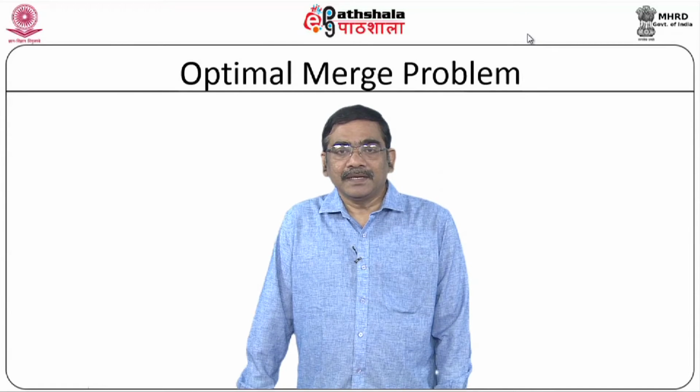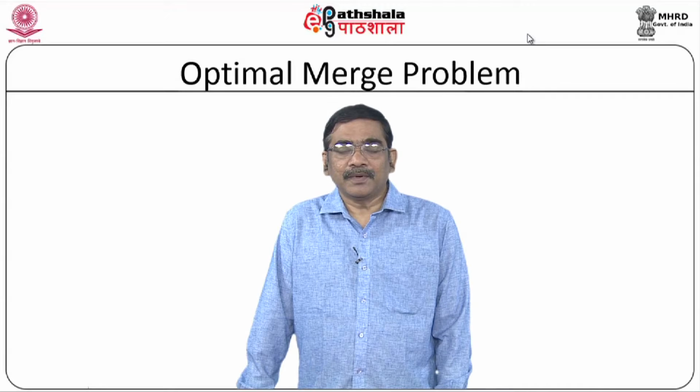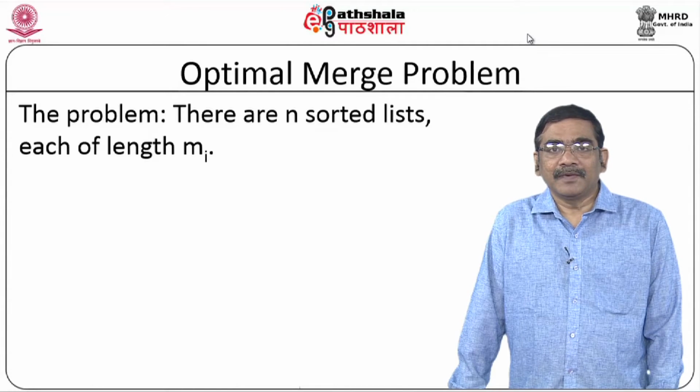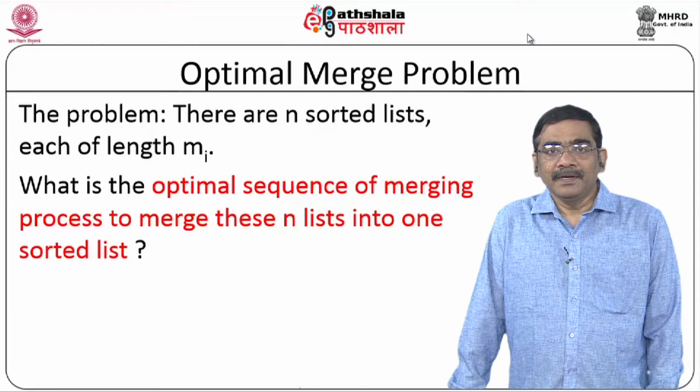In this context, we encounter an important problem called the optimal merge problem. In the optimal merge problem, we have n sorted lists and each sorted list has a length of mi. The optimal merge problem can be stated like this: what is the optimal sequence of the merging process to merge all these n lists into one sorted list?